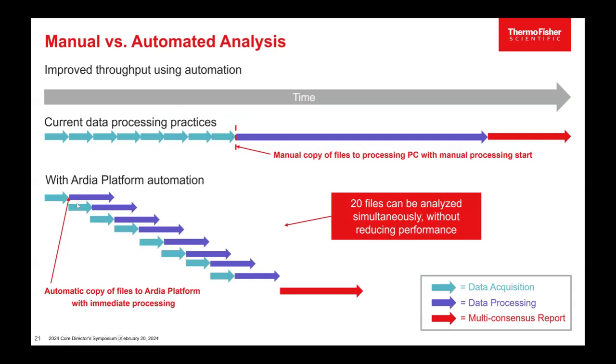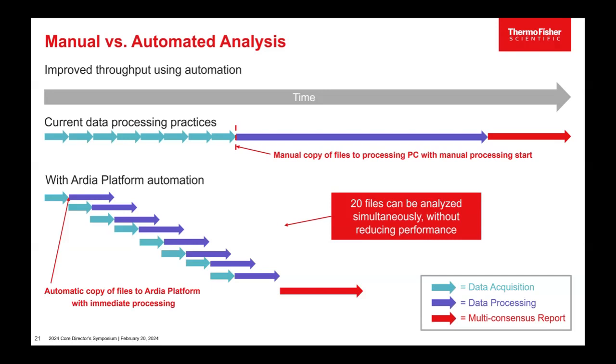If you use the Ardia automation, it will analyze the data immediately after acquisition, file by file, and produce each one of these individual result files per file on the Ardia server. And then in Proteome Discoverer, you take all the individual results together and run what we call a multi-consensus run, which groups all the results together into a larger run and does the comparisons across files and so forth.